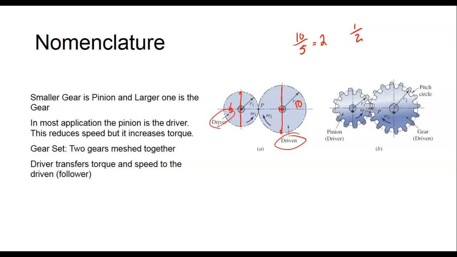So the formula he was talking about was mechanical advantage. How much torque do you multiply? And of course, to find the speed, all we have to do is just what? Flip the equation, because they're inversely proportional.